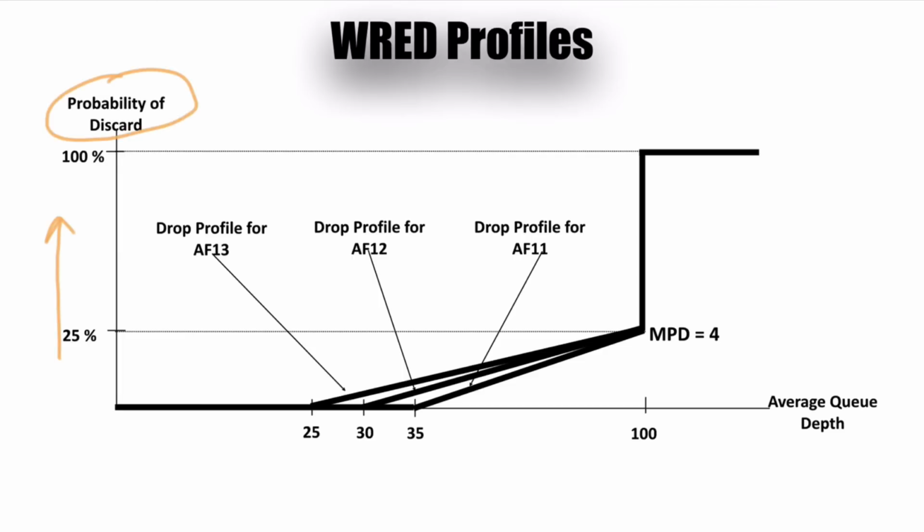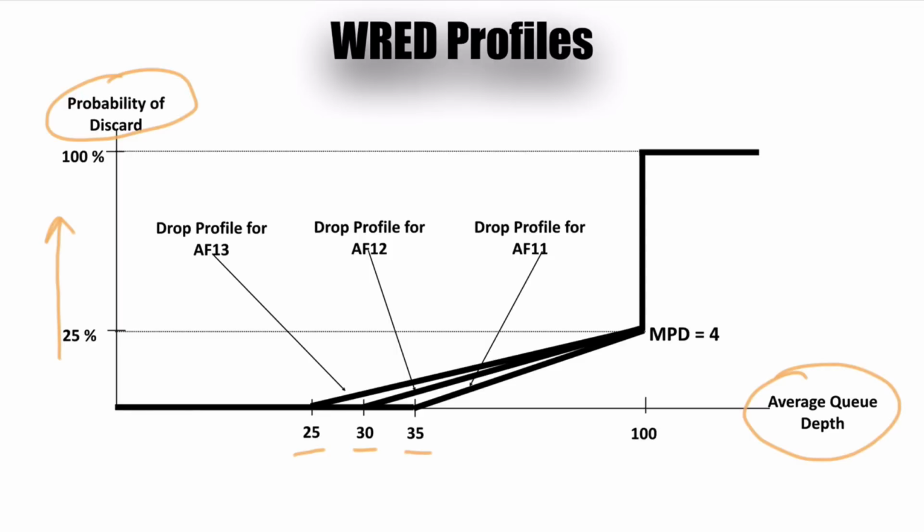The higher we go, the more likely we are to throw away a packet. Along the x-axis, we have the average queue depth. How deep is the queue getting? And let's say that we have a minimum threshold of 25 packets for our high drop probability traffic. Let's say that we have a minimum threshold of 30 packets for our medium drop probability traffic and a minimum threshold of 35 for our low drop probability traffic.